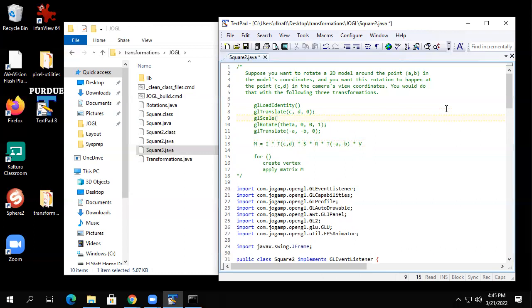And scaling is done by an X scale, a Y scale, and a Z scale. You can scale in all three directions. Now what we're going to do is uniform scaling. We're going to make the X scale and the Y scale the same.